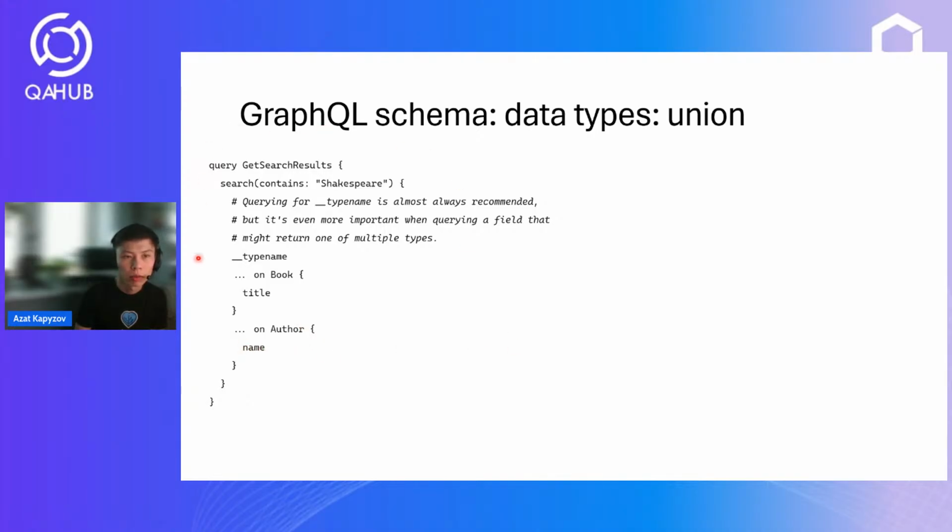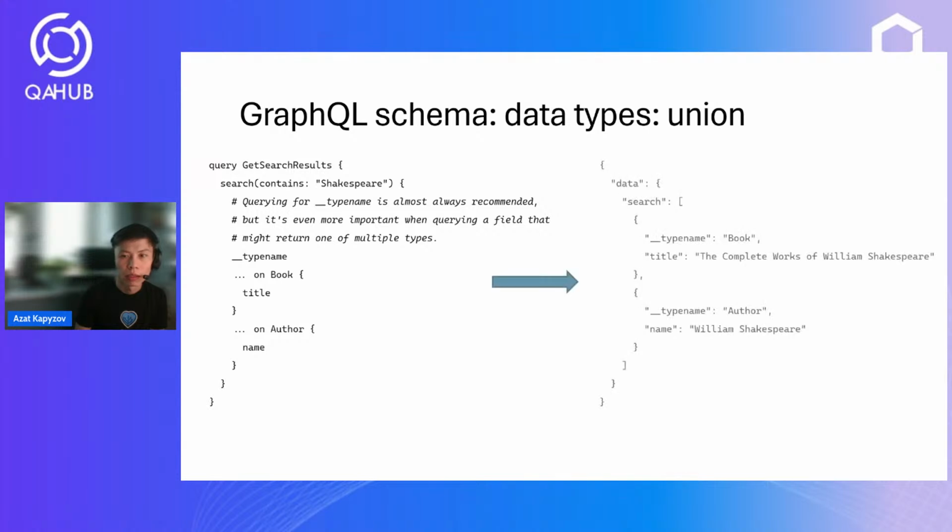So if we run this query, we will see such response. Here we see two results. The first one is for data type book, and it has title The Complete Works of William Shakespeare, doesn't matter. And the second type is author object, which contains its name as we requested. So that is kind of, let's say, polymorphism in our schema, in our query.